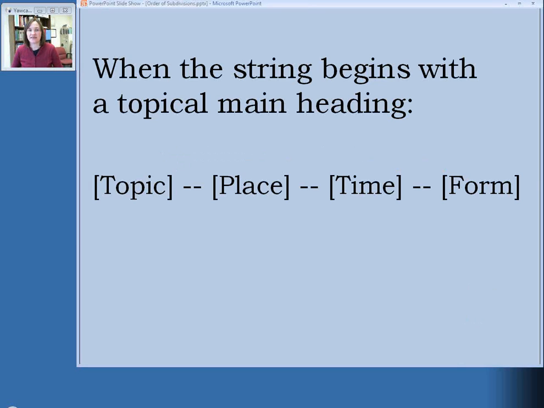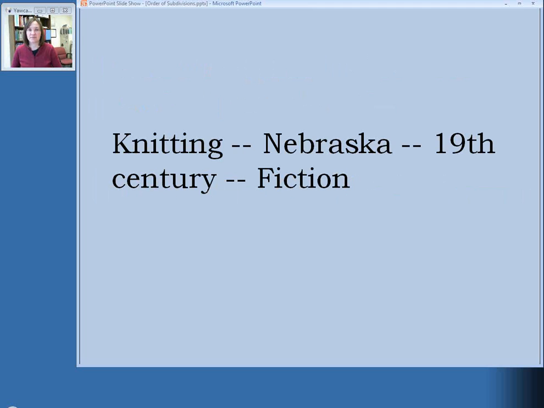Well, a good rule of thumb is that when the string begins with a topical main heading, the order is topic, then place, then time, then form. So here's an example of a topical heading for knitting, then the geographic subdivision, Nebraska, then the chronological subdivision, 19th century, and then finally the form subdivision of fiction.